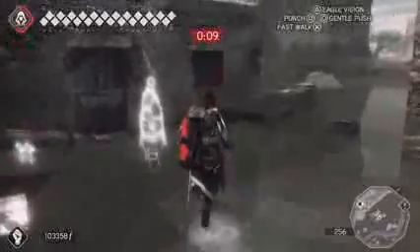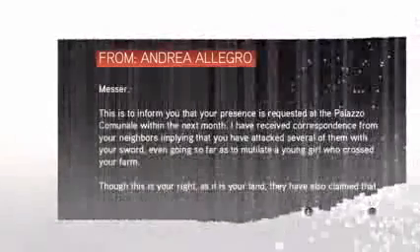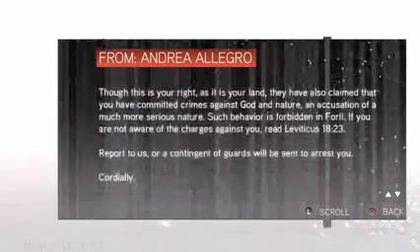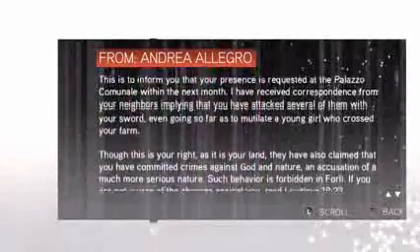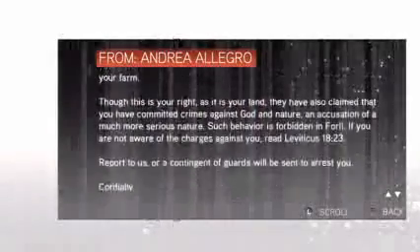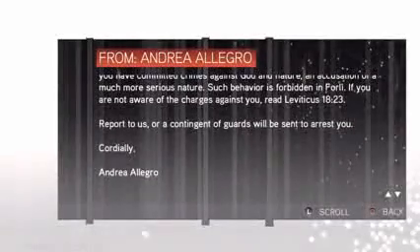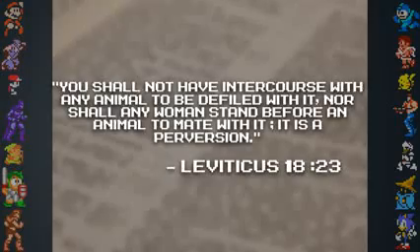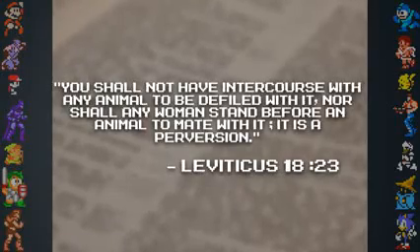The series is also known for having some fairly unique secrets and Easter eggs. In Assassin's Creed 2, there's a mansion where you deliver a letter to a farmer. Upon reading the letter, you learn that the farmer is charged with attacking neighbors with swords. Additionally, it states that the farmer has committed crimes against God and nature, and says if you are not aware of the charges against you, read Leviticus 18:23. Leviticus 18:23 is a verse of the Bible about the wrongs of sexual intercourse with animals.